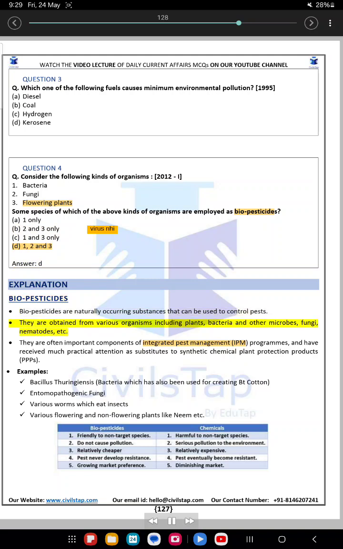They are obtained from various organisms including plants, bacteria and other microbes, fungi, nematodes, etc. They are often important components of integrated pest management (IPM) programs and have received much practical attention as substitutes to synthetic chemical plant protection products (PPPs). Examples: Bacillus thuringiensis bacteria, which has also been used for creating Bt cotton, and entomopathogenic fungi. Various worms which eat insects. Various flowering and non-flowering plants like neem etc.